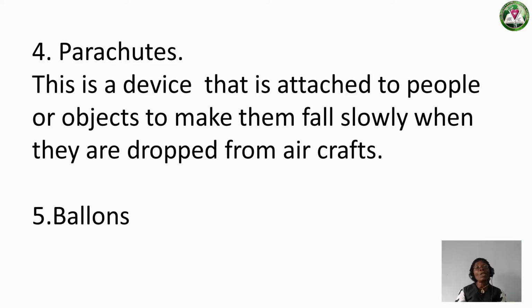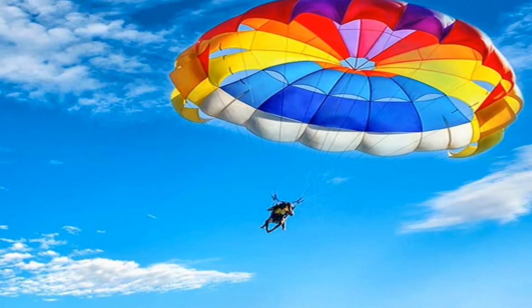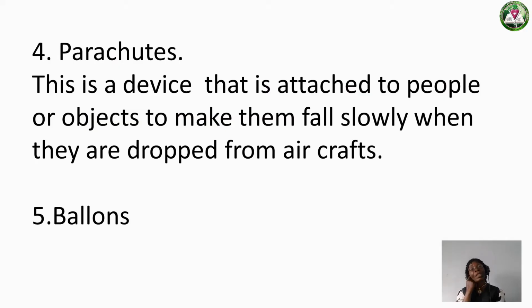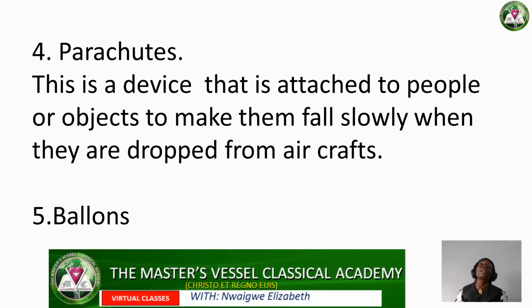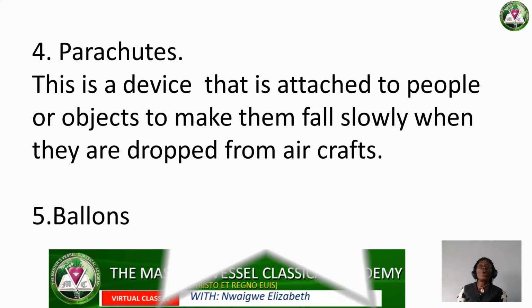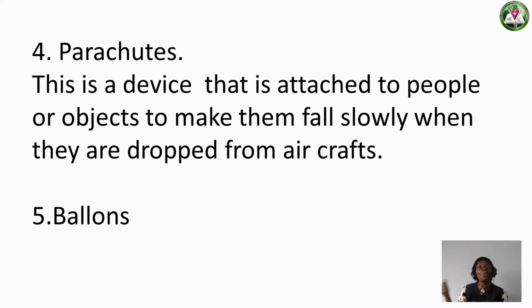Another object which you can find flying in the air is the parachute. The parachute is a device that is attached to people or objects to make them fall slowly when they are dropping from aircrafts. People traveling with aeroplanes put on the parachute. The essence of putting on the parachute is for them not to fall and get hurt. The parachute will help them to drop slowly without falling down to wound themselves.